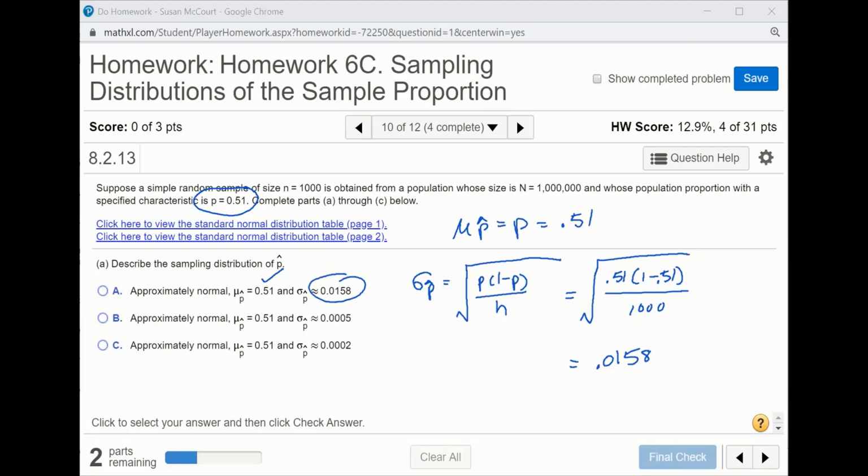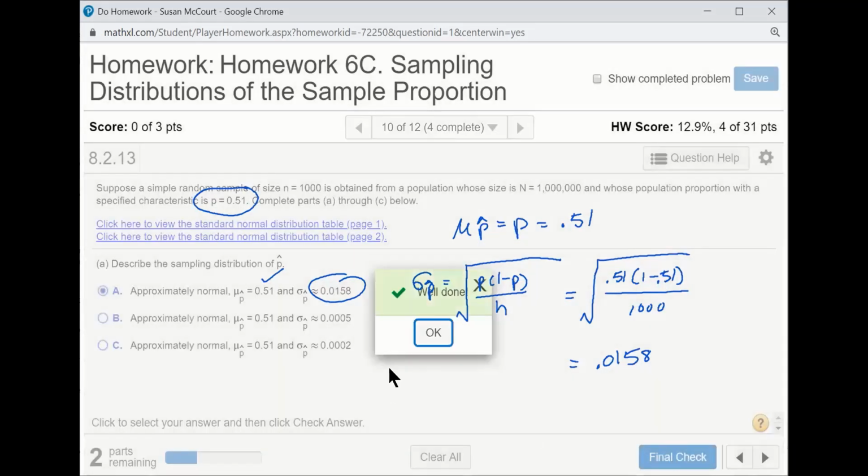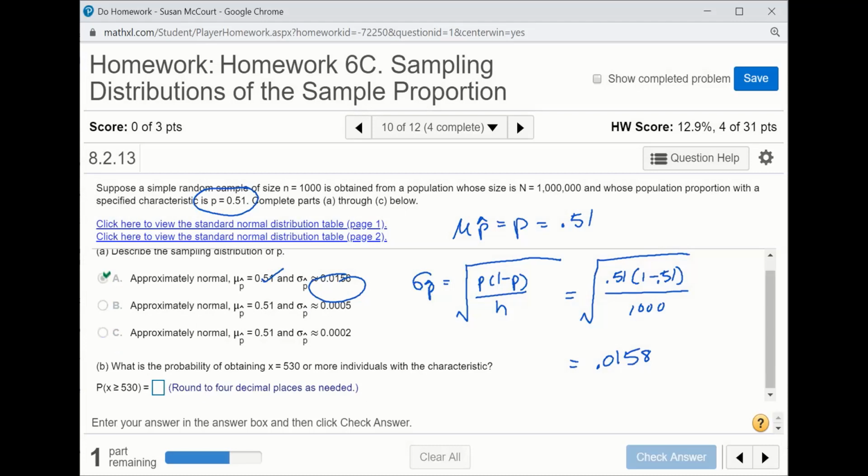Any questions on that one? If you're having trouble with the calculation, you can look and see that I made a little video with information about how to do that in StatCrunch. All right, so I'll pick A. And I'll clean all this mess up.